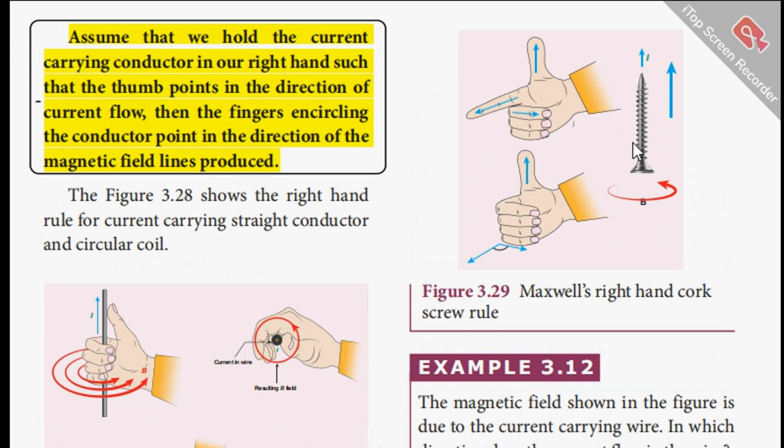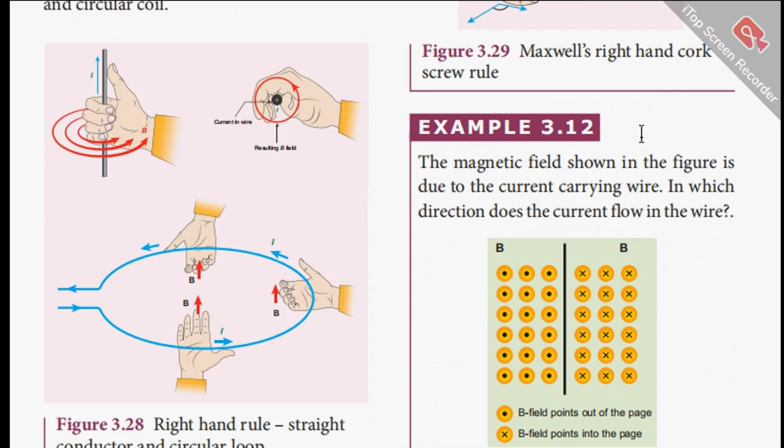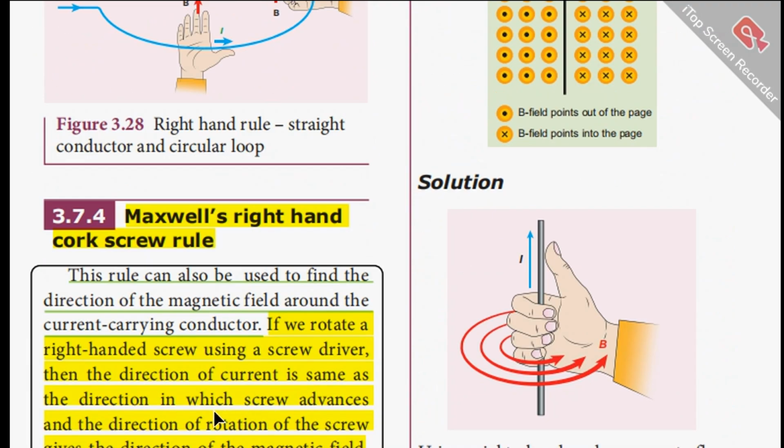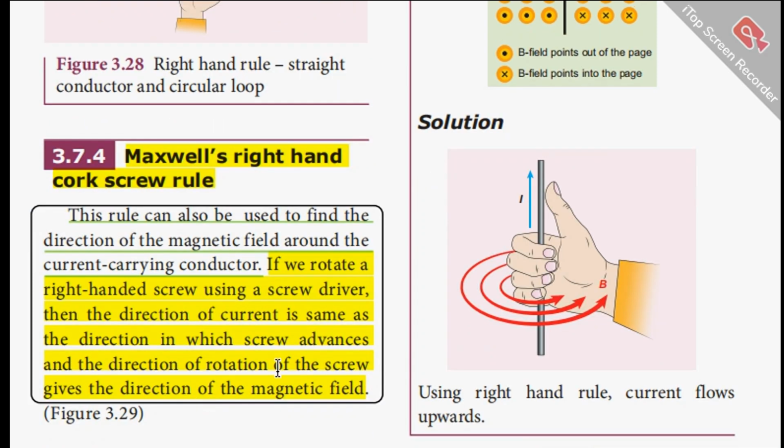So if you rotate the screw in the direction shown, then the direction in which the screw advances is the direction of current, whereas the direction of rotation of the screw will give you the direction of the magnetic field.